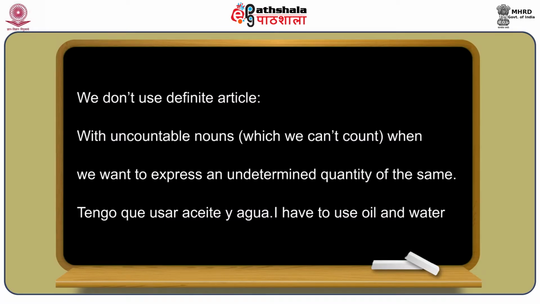Now let's see when we don't use the definite article. We don't use the definite article with uncountable nouns, which we cannot count, when we want to express an undetermined quantity of the same. For example, tengo que usar aceite y agua, which means I have to use oil and water. So here we will not say tengo que usar el aceite, el agua. In these cases, with uncountable nouns, we don't use definite articles.